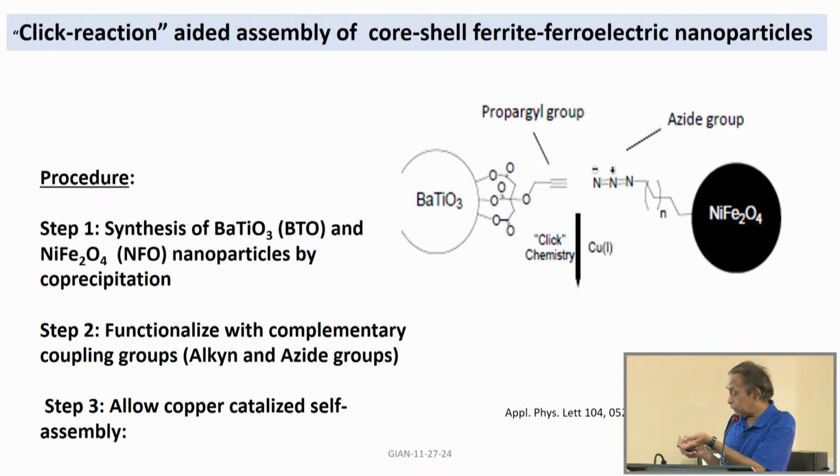The second step is to functionalize these particles with two complementary groups. The groups that we used, one is called the alkyne group, the other is the acid group. Then you bring them together in the presence of a copper catalyst, and there is what's called a click reaction that happens, and that's how the core shell structure is formed. And the people who invented this click reaction were awarded the Nobel Prize some time ago. So it's a neat technique.